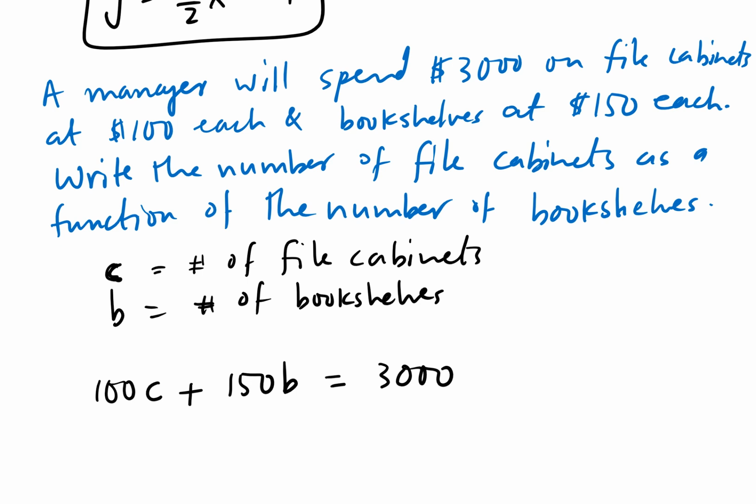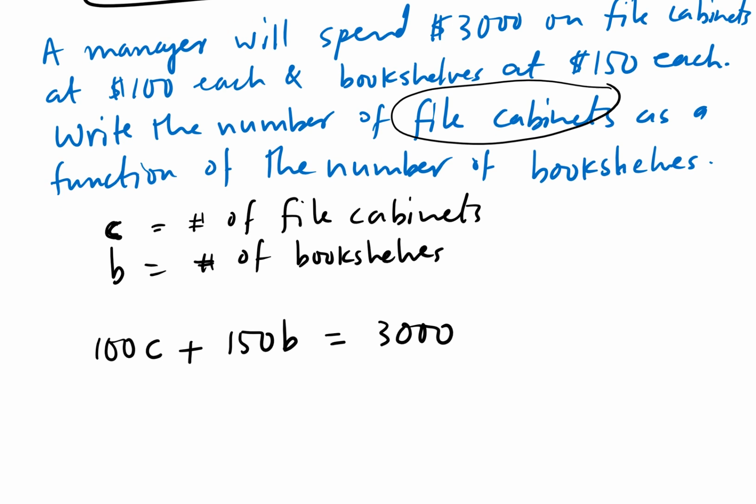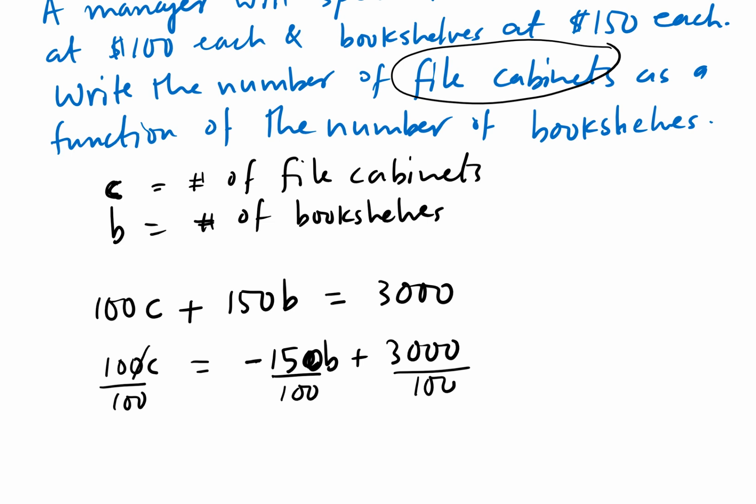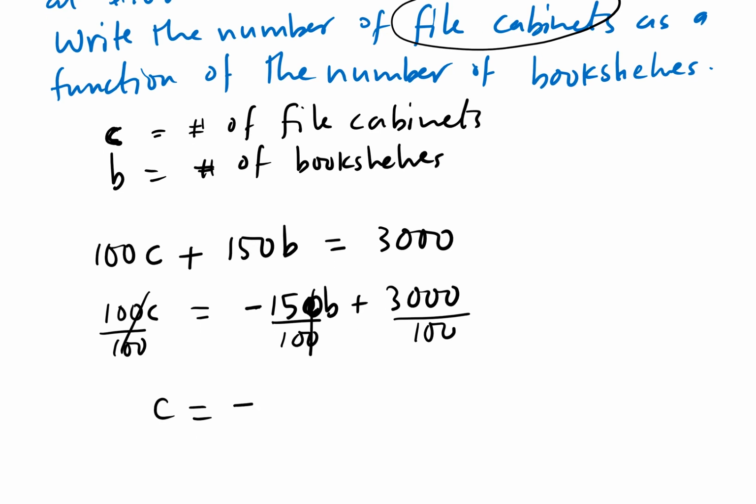They want us to write the number of file cabinets, so C. How do you find C basically? First you subtract 150B on both sides, plus 3,000. Then divide each one of them by 100. So you get C equals, the zeros cancel, by 5, 3, by 5, 2, B plus, cancel, 30. So this expresses the number of file cabinets as a function of bookshelves.